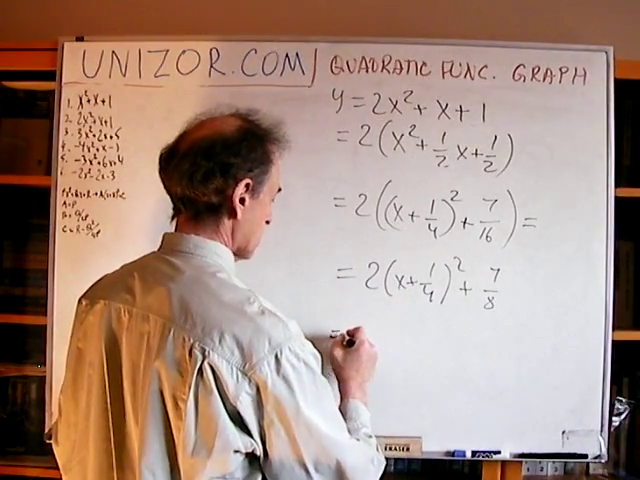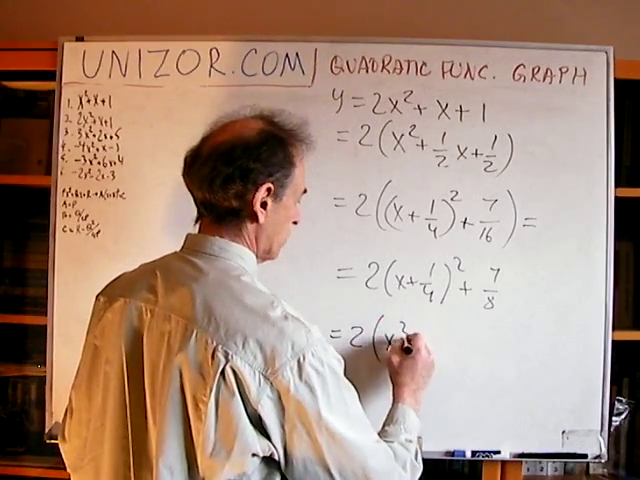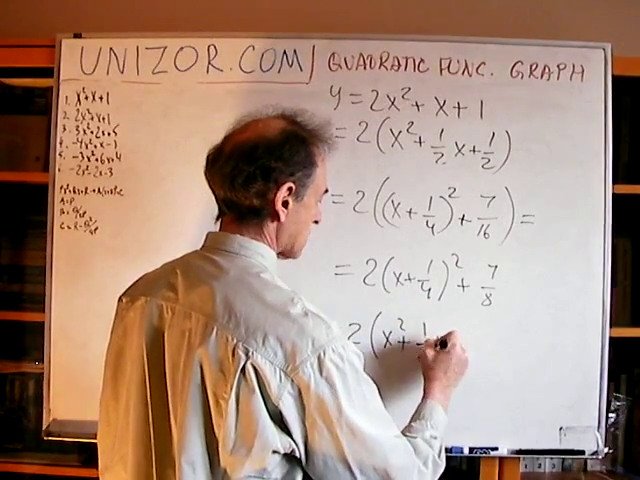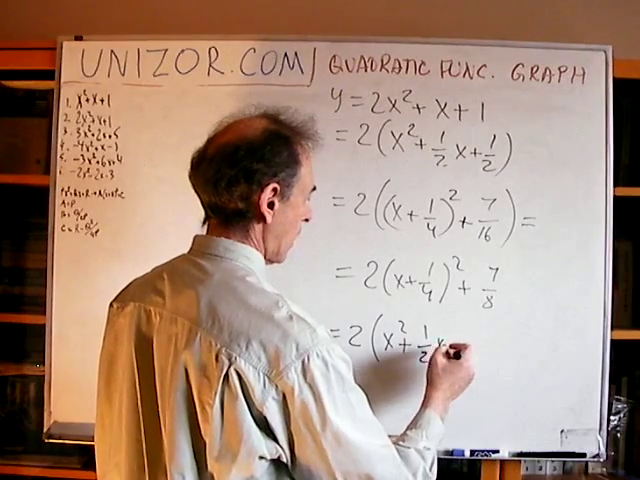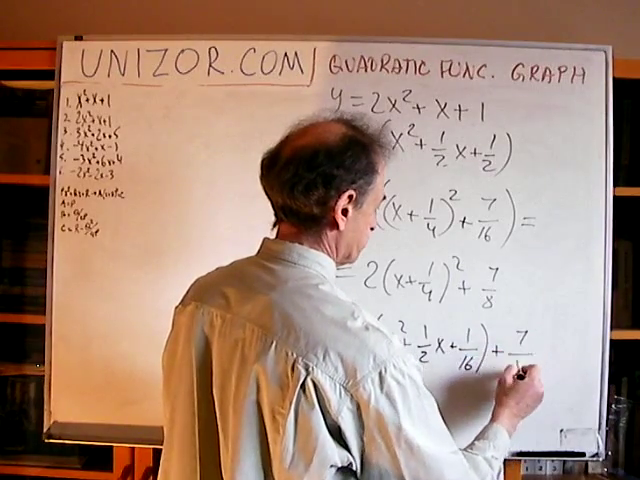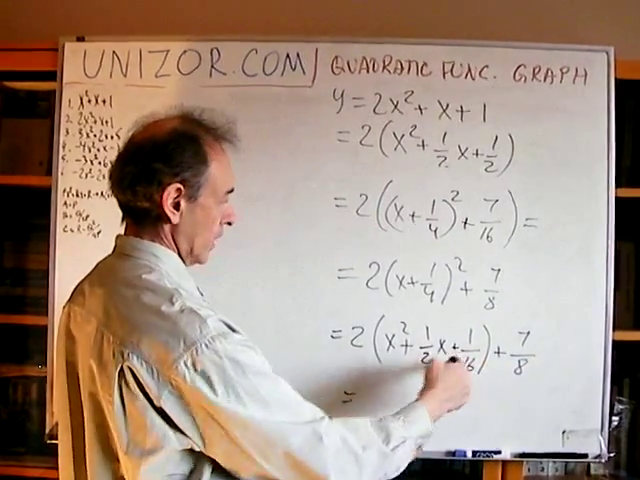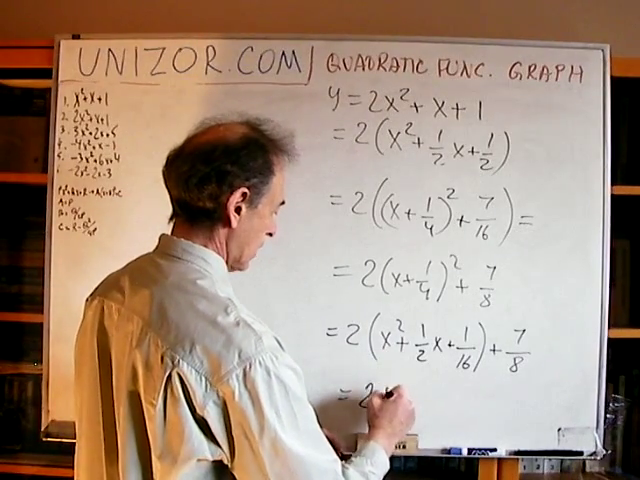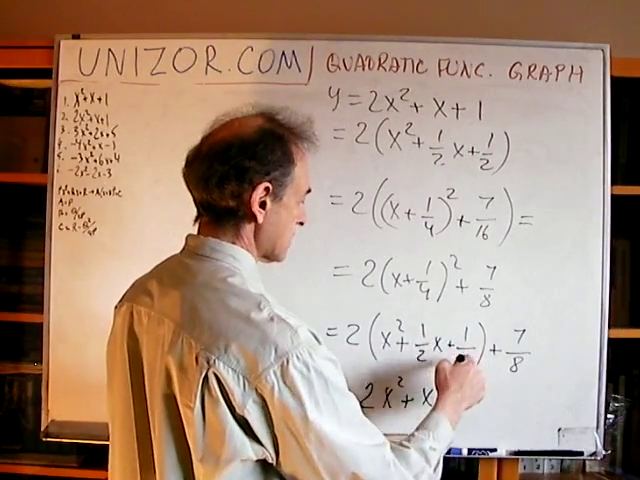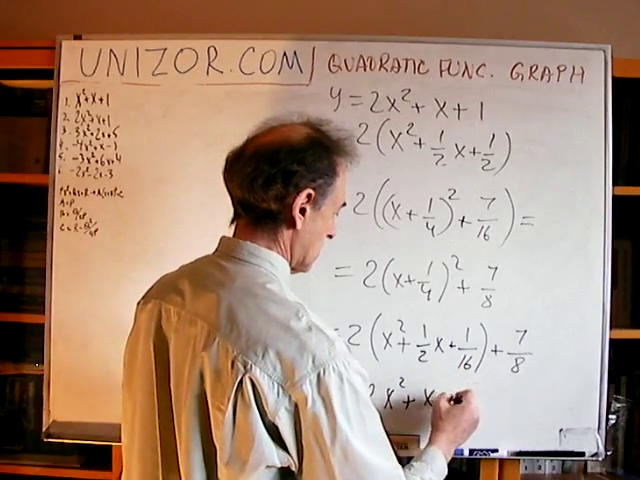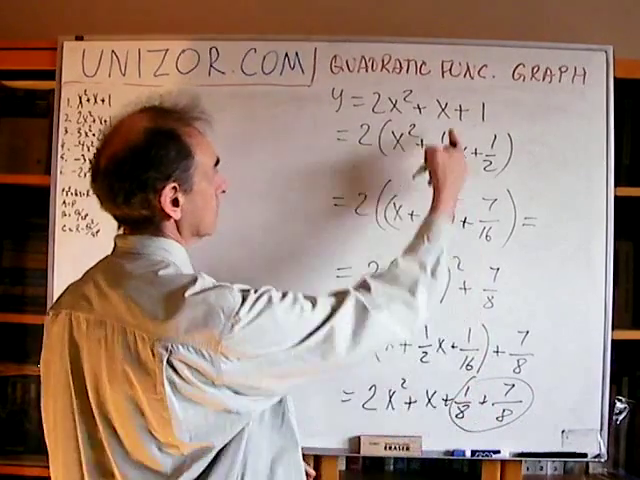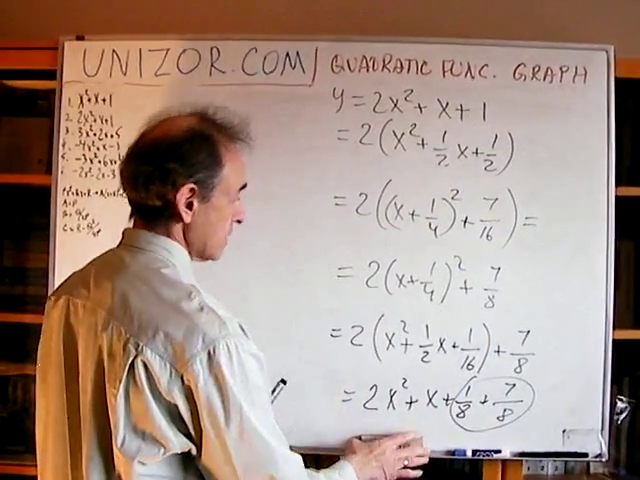Okay, equals 2 times x squared plus 2 times x times 1 quarter, so it's 1 half x, plus 1 quarter squared, which is 1 sixteenth, plus 7 eighths. Okay, multiply: 2 times x squared is 2x squared, plus 2 times 1 half x is x. 2 times 1 sixteenth is 1 eighth, plus 7 eighths. 1 eighth and 7 eighths is 1, so everything is fine. So this is just checking.